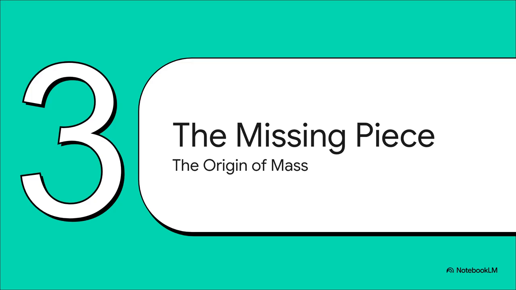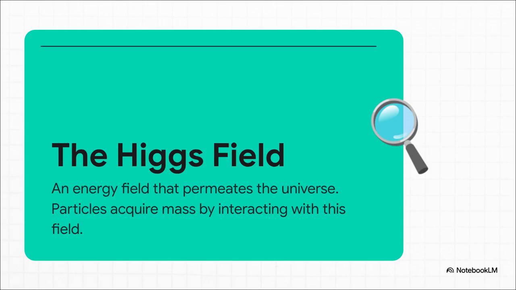Because without mass, every single particle would just fly around at the speed of light. No atoms, no planets, no us. The universe would be a very different and very empty place. The answer is, well, it's one of the most mind-bending ideas in all of physics. It's called the Higgs field.